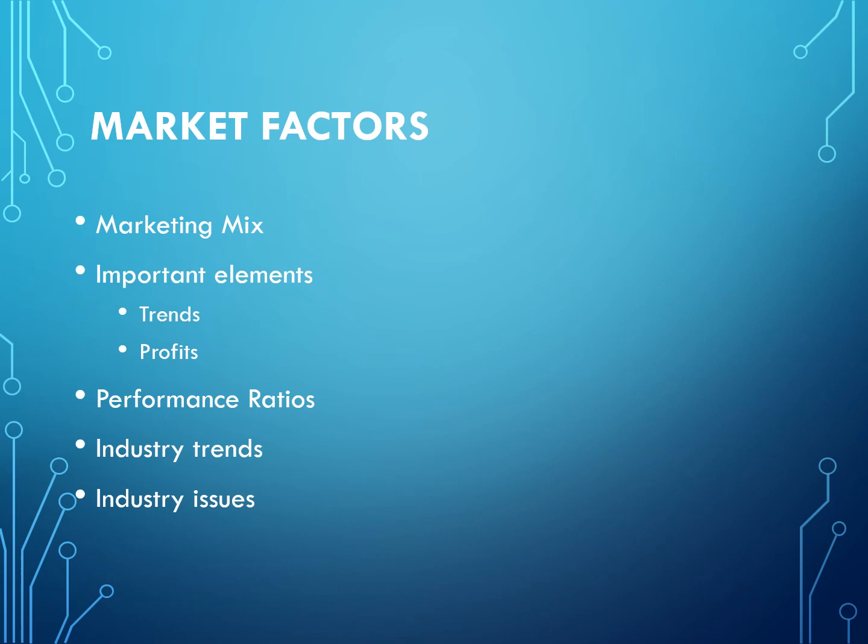And the real question is, what's the most important of those elements? How important is pricing in this industry? How important is distribution in this industry? And so it's important that as you look at the marketplace, you have an understanding of the importance of each of the marketing mix elements. You're also interested in performance ratios, and specifically industry trends and industry issues. That is, what are the trends and what are the issues in the industry that are going to impact how the industry evolves and what it's going to take to be successful in the future. And so these are all marketing factors that are very important in understanding the industry.